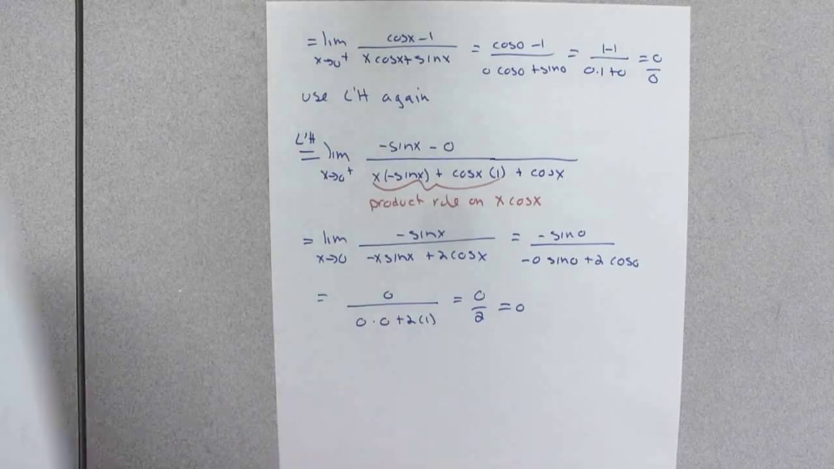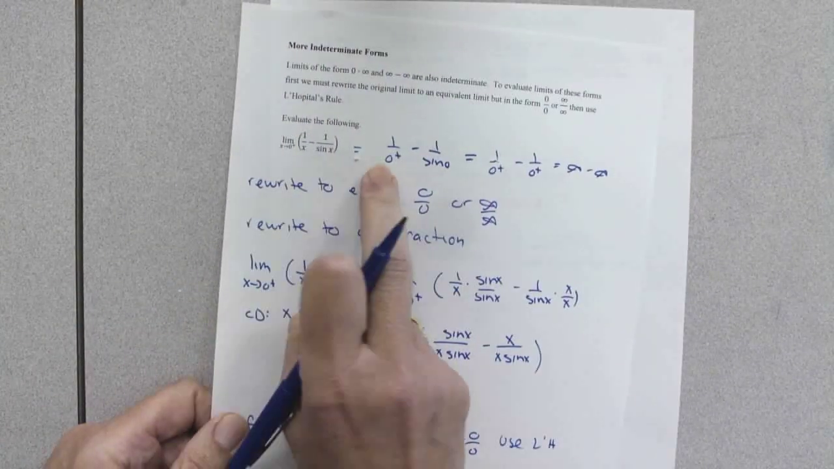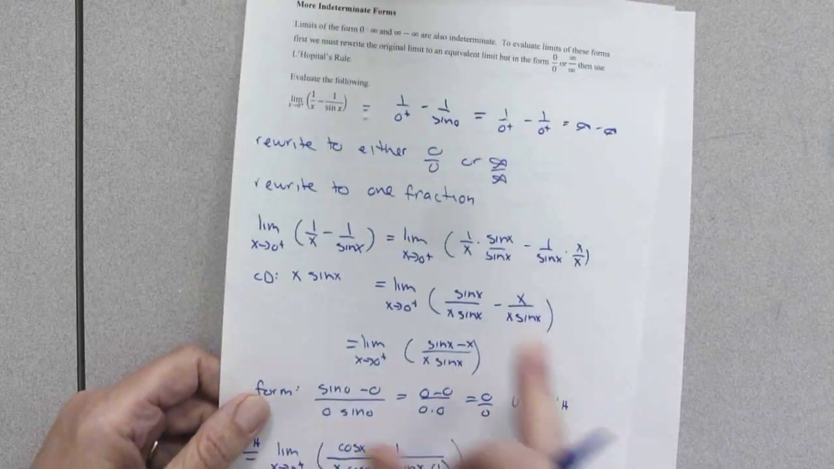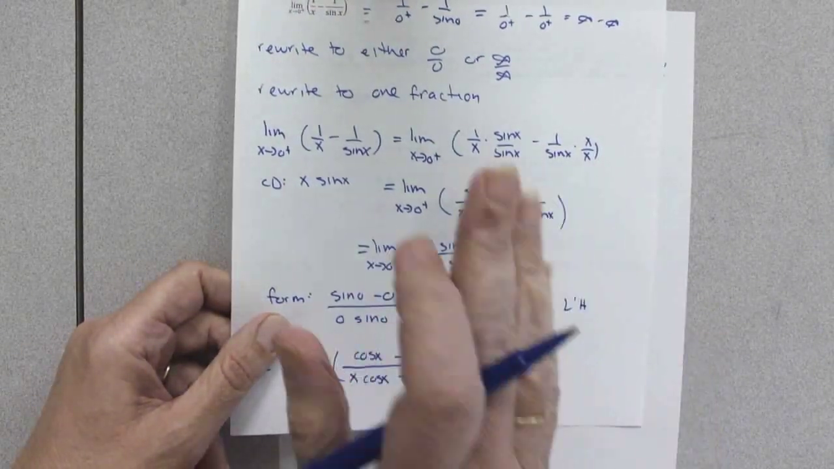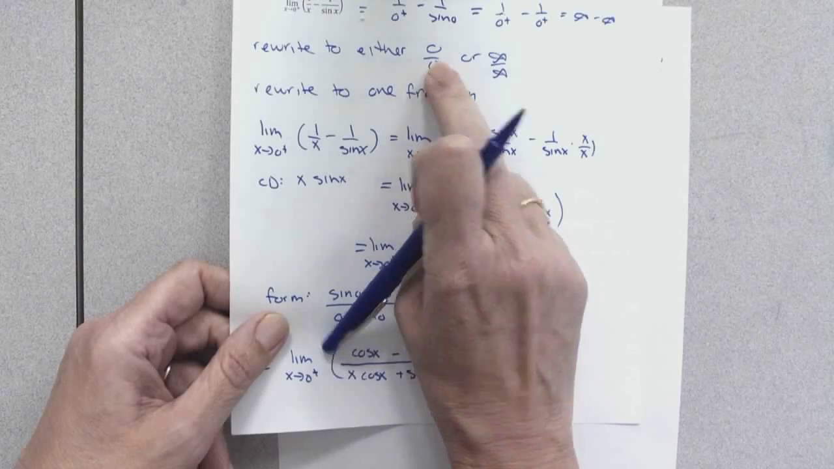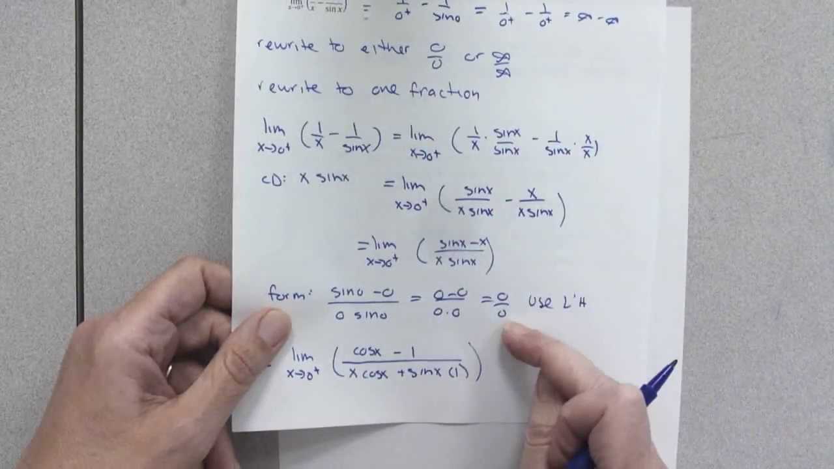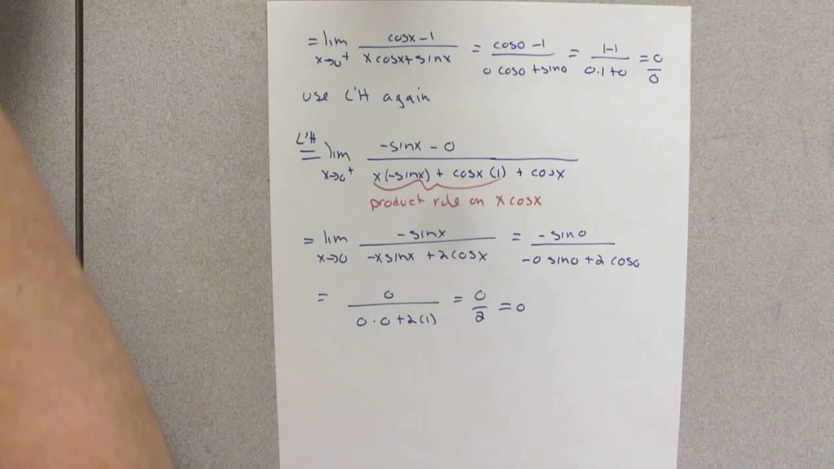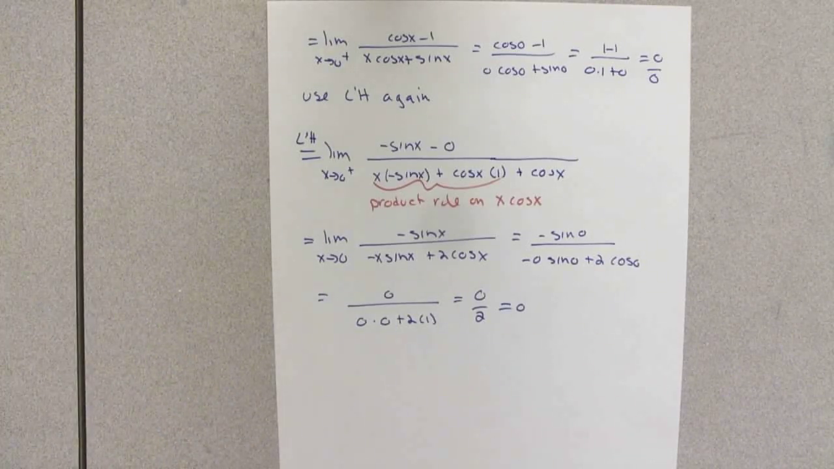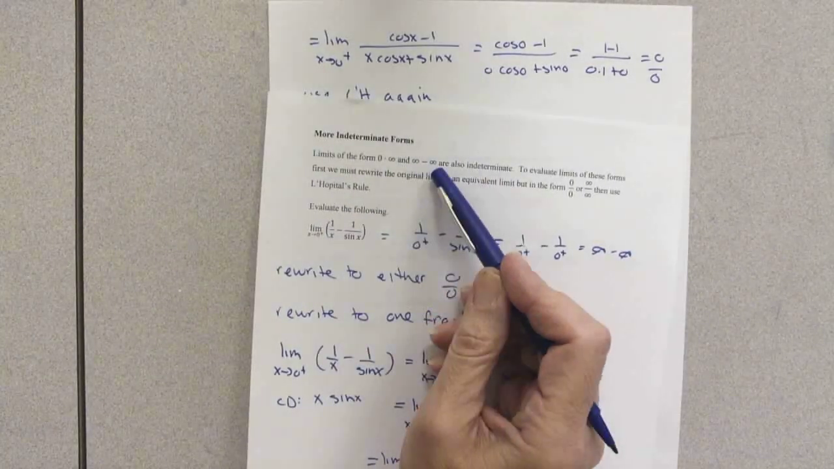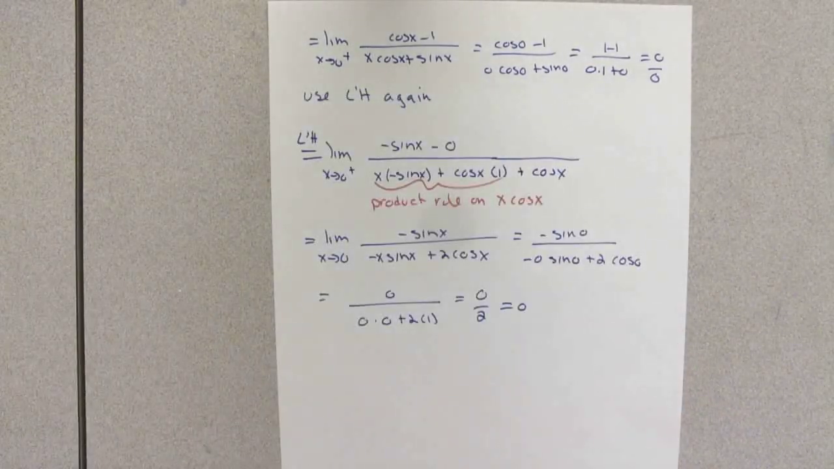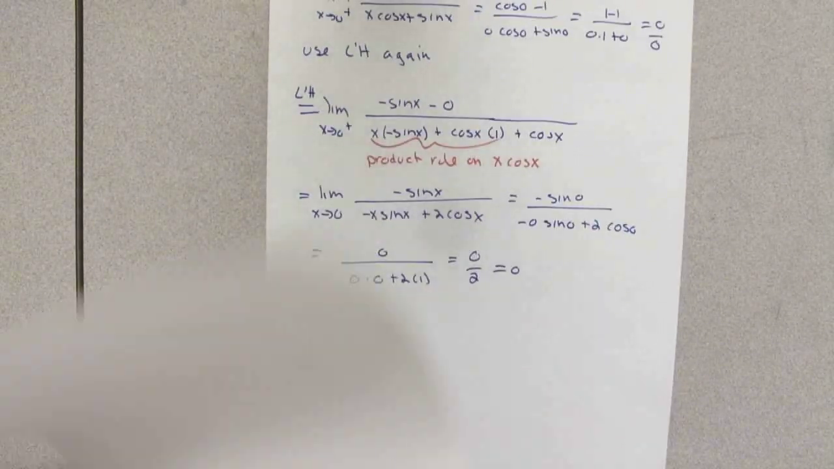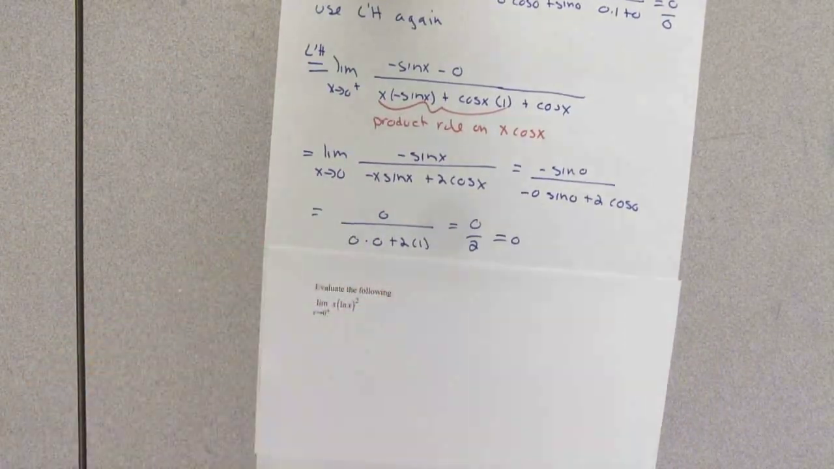But the first point of this problem was infinity minus infinity is an indeterminate form. I had to rewrite it to essentially one fraction and hope that that fraction was either 0 over 0 or infinity over infinity. We had 0 over 0. Then we used L'Hopital's rule. And in this particular case, we had to do L'Hopital's rule twice, but we got the answer. Okay, so this subsection started with infinity minus infinity and 0 times infinity being indeterminate forms. So let's look at the next problem.